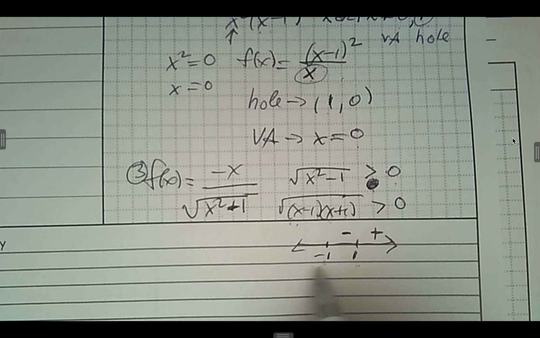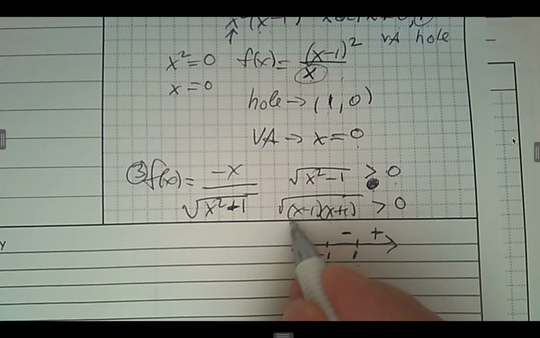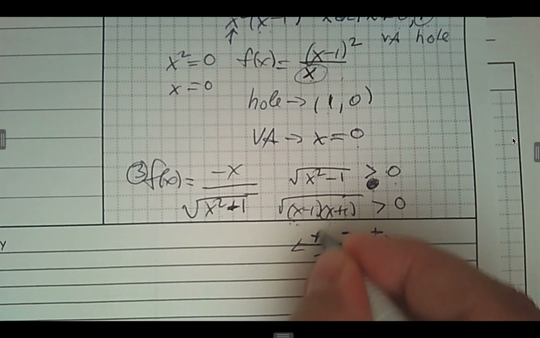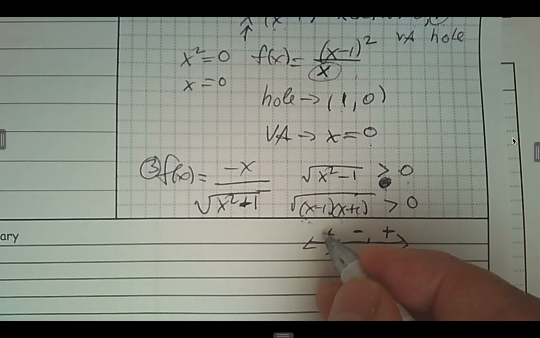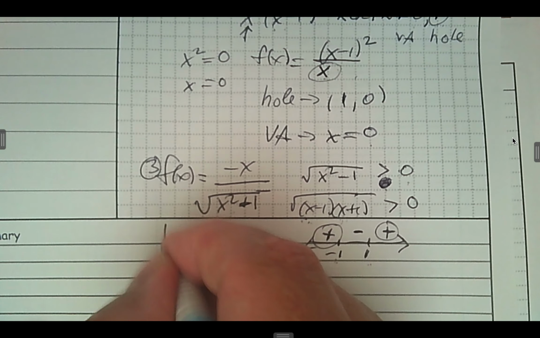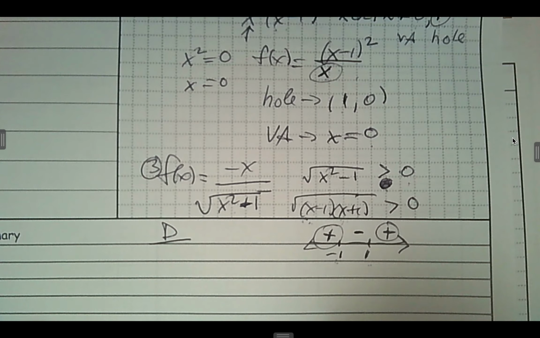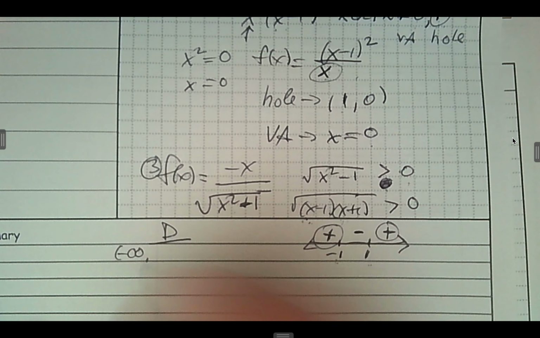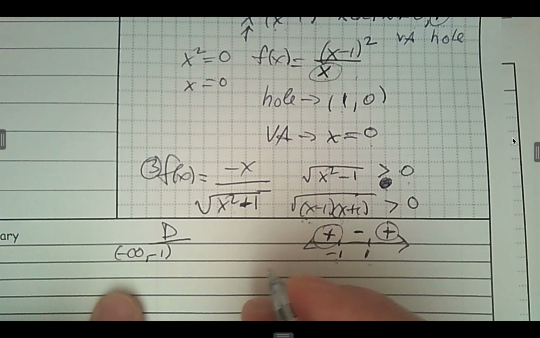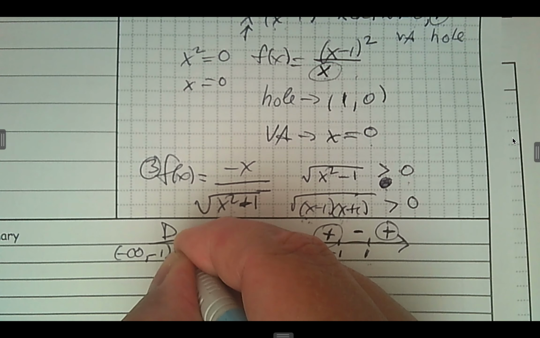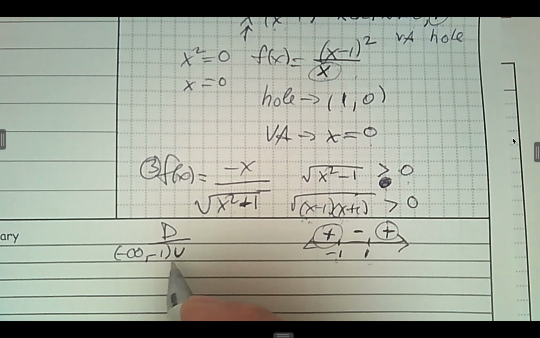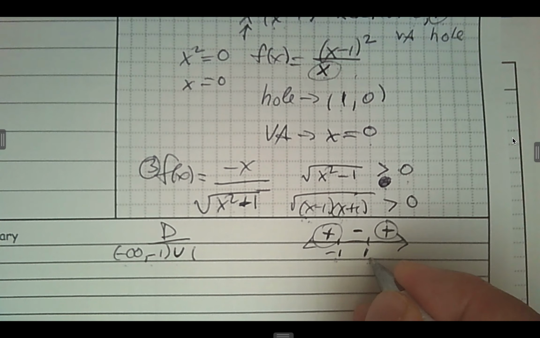If you plug in a number smaller than -1, like -2, notice you have a negative times a negative, which is positive. So when I look at the domain, I'm looking at where it's positive. I can write it as -infinity to -1, but not including -1 because plugging in -1 makes it 0. And this is a fancy word in math for and. It means union. So -infinity to -1, and +1 to infinity.